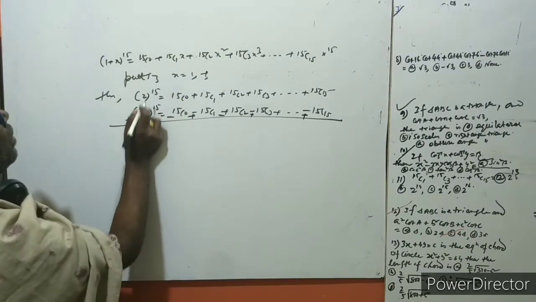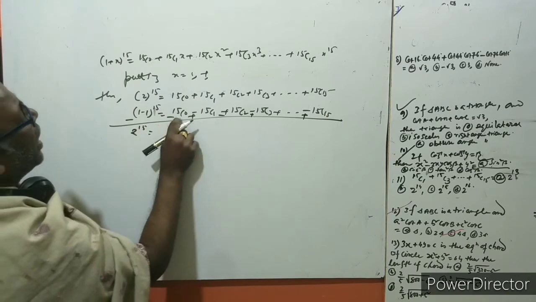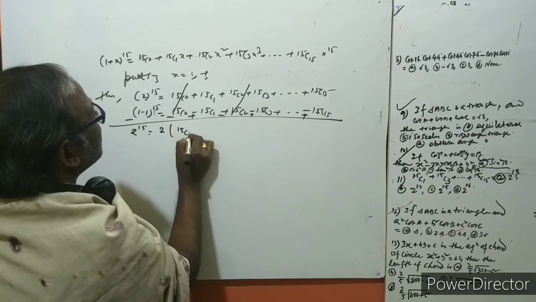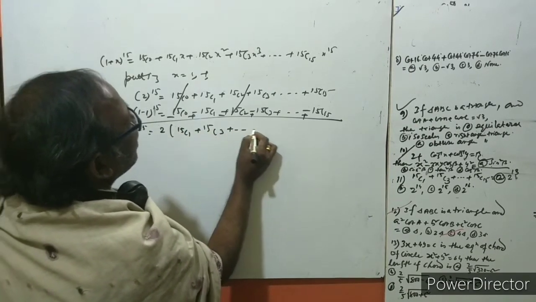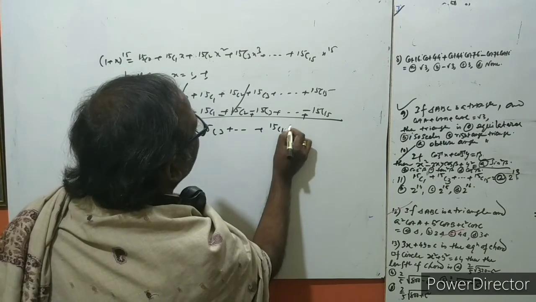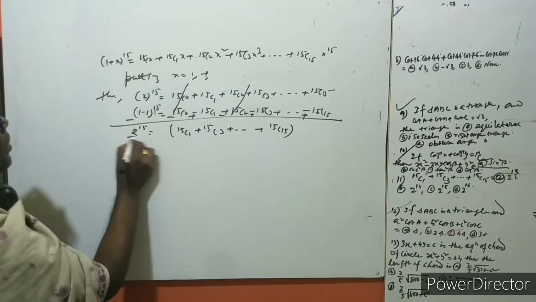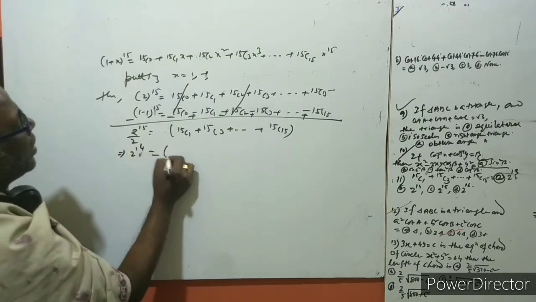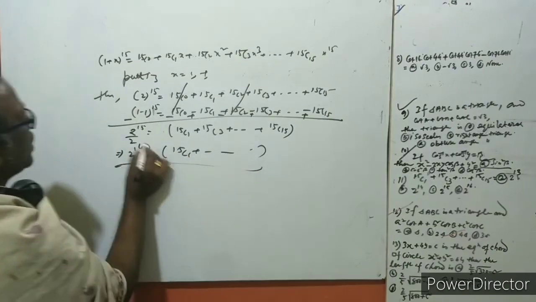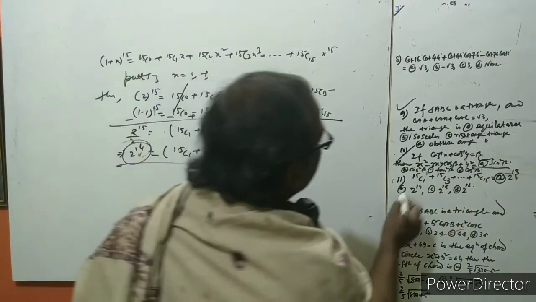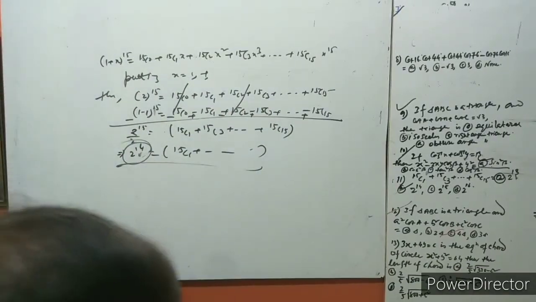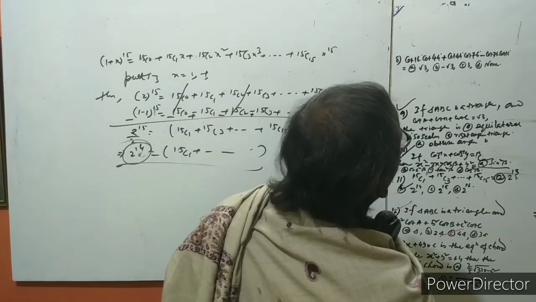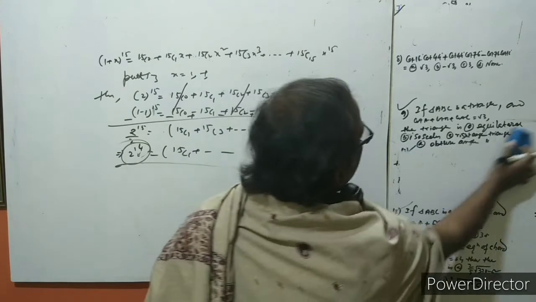If we add, this is 0, and the other is 2 to the power 15. When we subtract, the terms with 2 cancel, so this is twice times 15C1 plus 15C3 and so on up to 15C15. So divided by 2, on the left hand side we get 2 to the power 14, and this is our required answer. So the answer is 2 to the power 14, option A. Okay, so 9, 10 and 11 are complete.